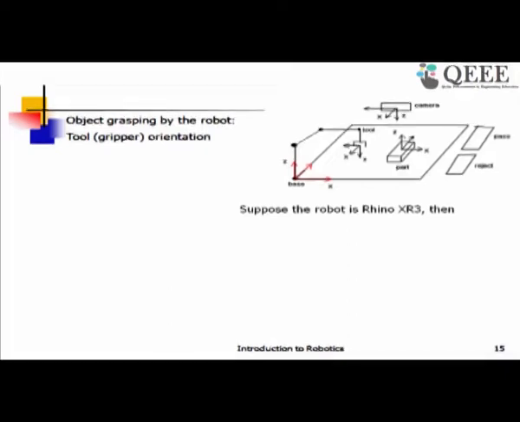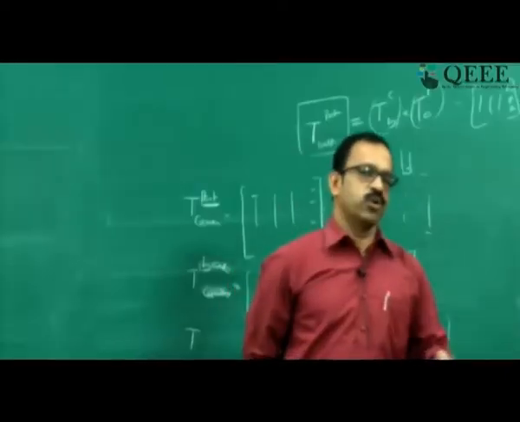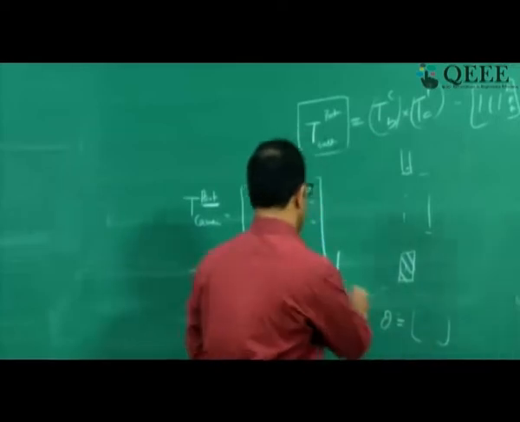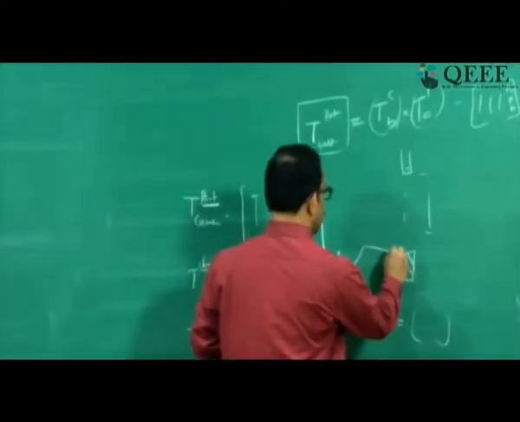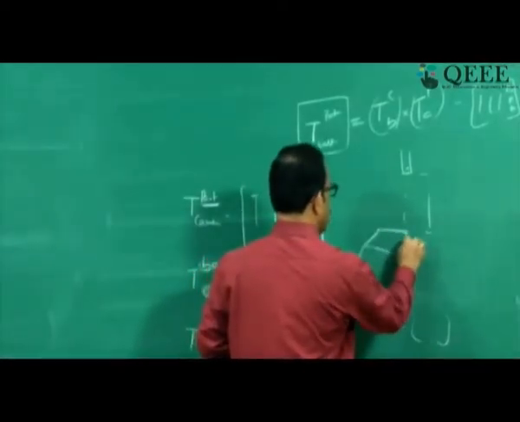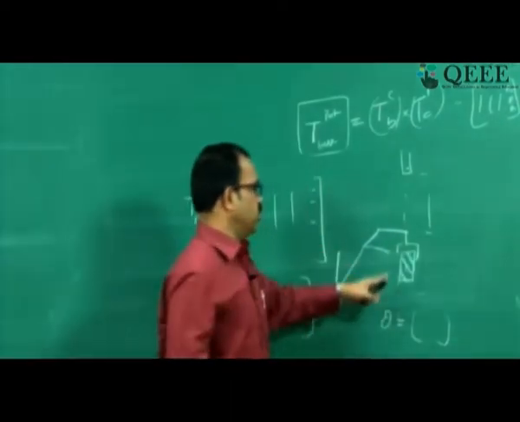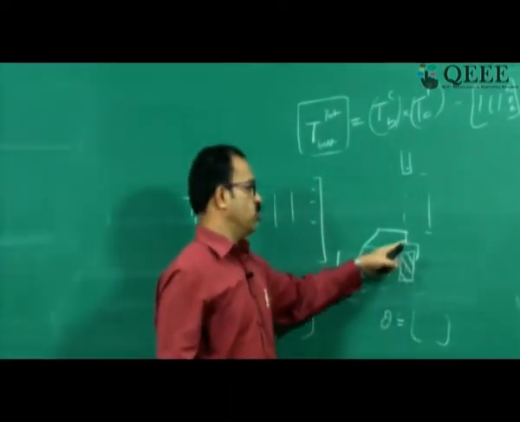The next one is basically object grasping by the robot tool gripper orientation. So we need to move the robot gripper to this position to take and grip this object. So we know the position and orientation.